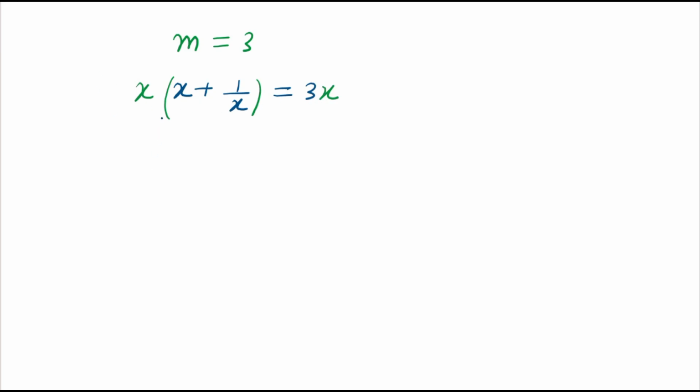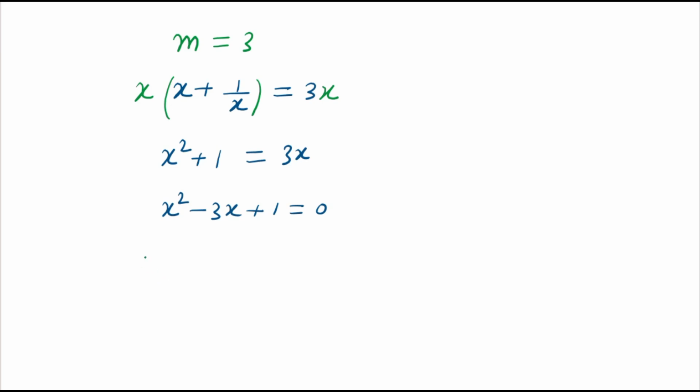On the left hand side, x is multiplied inside the bracket, so this is x^2 + x times 1/x, which is 1, and this equals 3x. If we take all the expressions on the same side, x^2 - 3x + 1 = 0. This quadratic equation is not factorizable. Here we will apply the quadratic formula for finding the value of x.